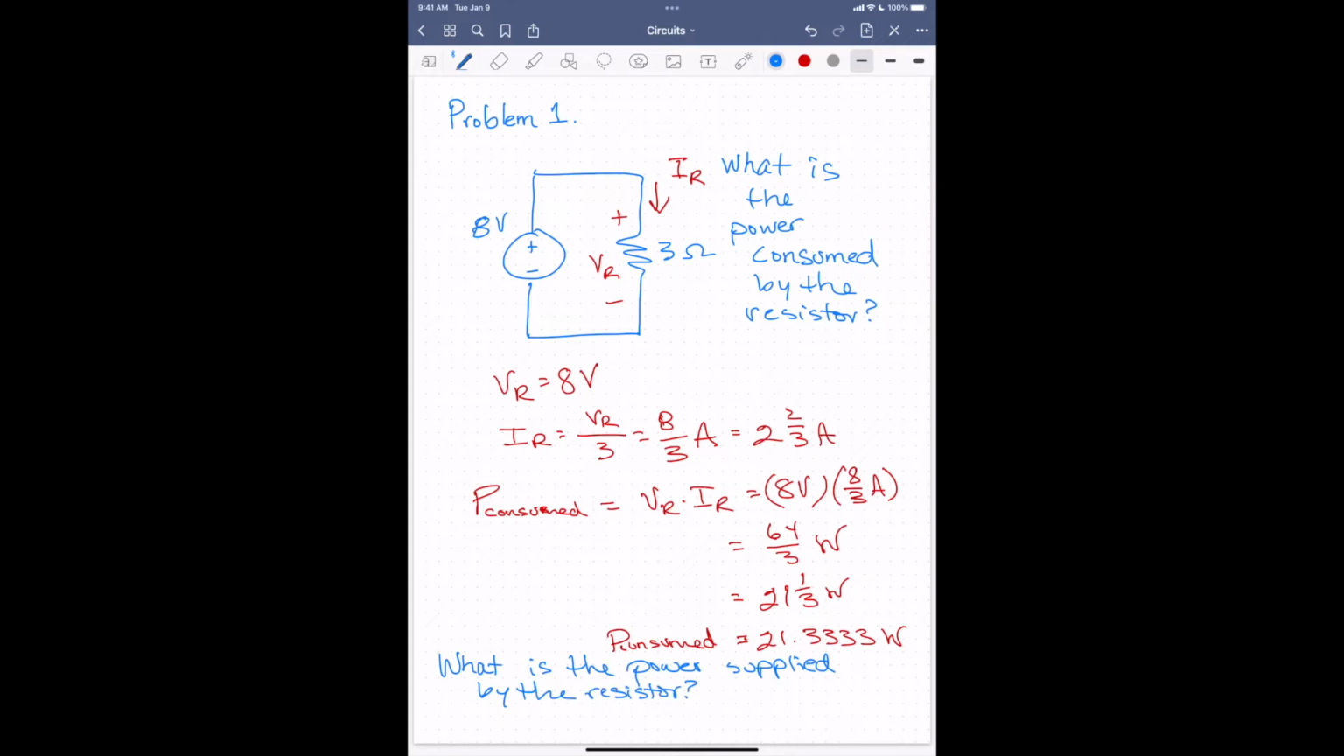Well, we know that resistors always consume power, so the power supplied will be the opposite of the power consumed. So that means P supplied by the resistor will be equal to minus 21.3333 watts. This is a good time, I think, to talk about significant figures.